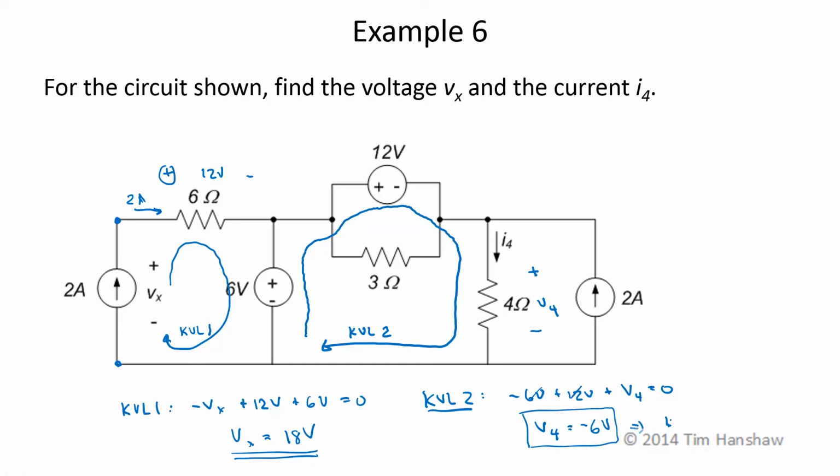So then I4 by Ohm's law is negative 6 volts over 4 ohms, which is minus 1.5 amps, which is the correct answer. So there's actually positive 1.5 amps going in the other direction.